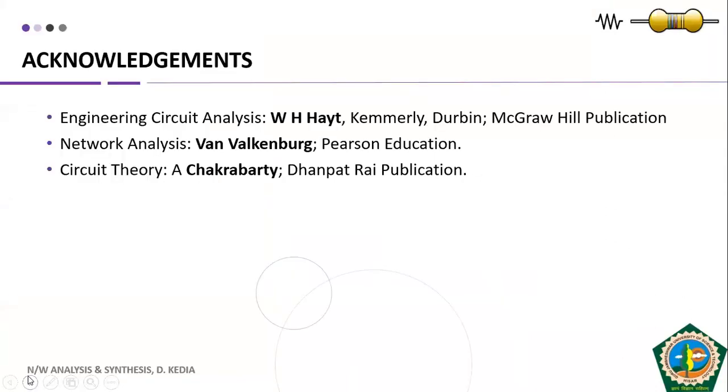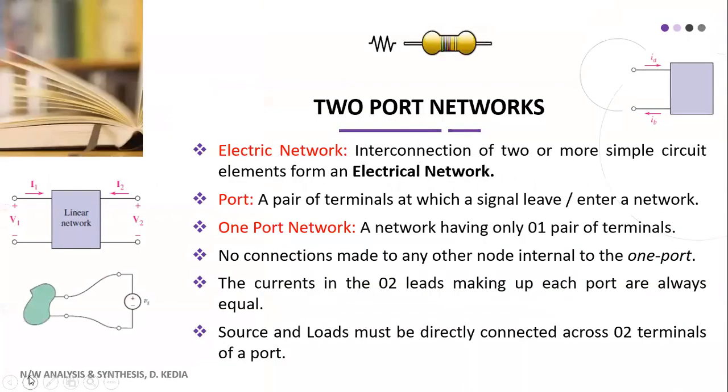So these are the books that we have already talked about, which are covering this topic. So here we go with the two-port networks. Students, in the very first class, I had talked about the term electric network, and I told you that an electric network is nothing but interconnection of two or more simple circuit elements. That is called electric network.